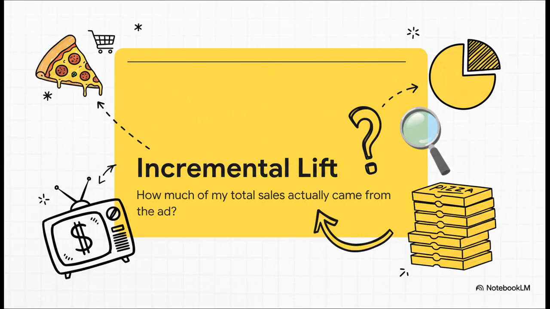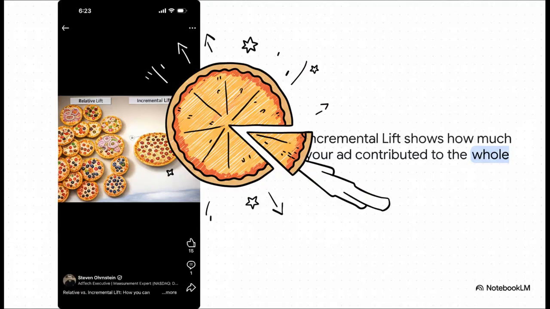See that shift? We're not just comparing the groups to each other anymore. We're comparing the ad's results to the whole business. And this is where the analogy gets really good. We're not looking at a bunch of little pizzas anymore. Now we're looking at the whole pie, your total sales for the day, and we're asking a simple question. How big of a slice of this entire pie can we thank our advertising for?